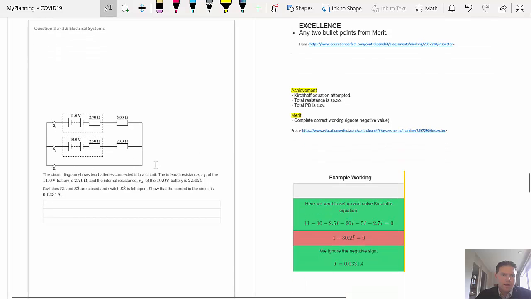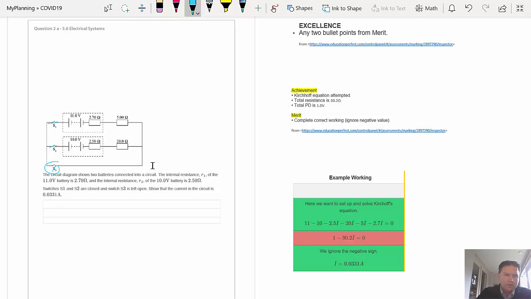Cool. Next question. The circuit diagram shows two batteries connected in a circuit. The internal resistance r1 of the 11 volt battery is 2.7 ohms, and the internal resistance of the other one is 2.5 ohms. Switches 1 and 2 are closed and switch 3 is left open. Show that the current in the circuit is 0.03 amps. Cool, so basically these two are closed and we want to know what the current is.